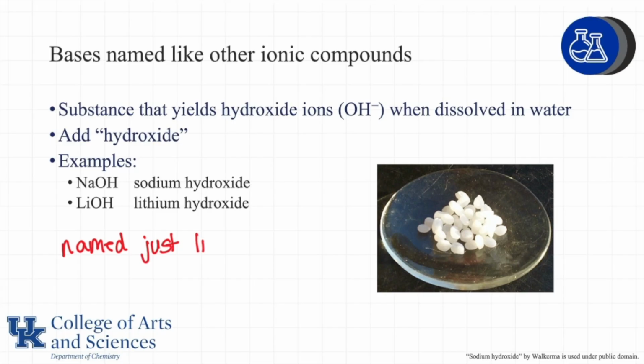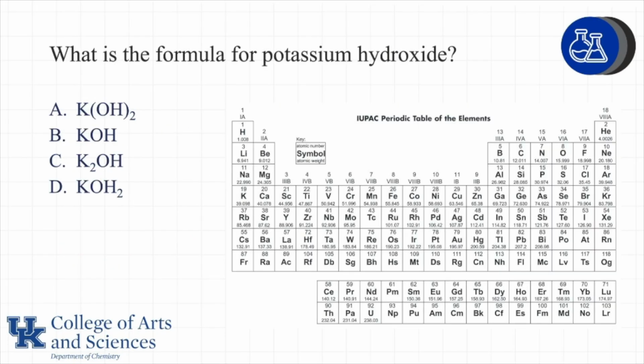Bases are named just like any other ionic compound. What is the formula for potassium hydroxide? K has a +1 charge. It's in the first column of the periodic table. Hydroxide is a polyatomic ion that has the charge of -1. We crisscross down and get KOH. Therefore, B is the correct answer.